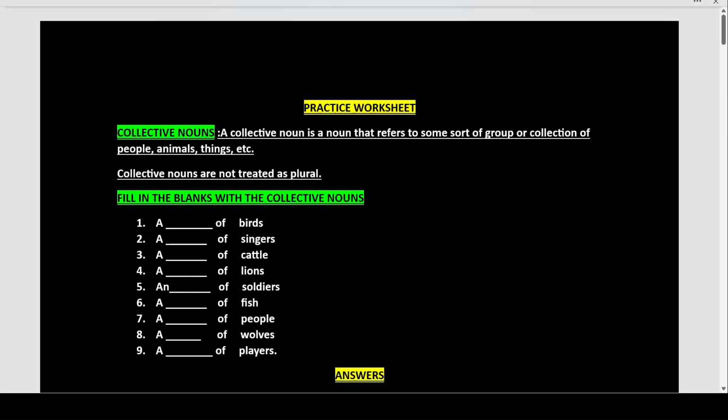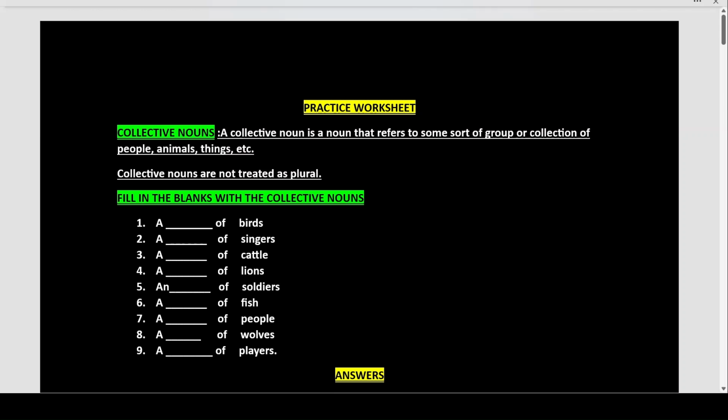Hello, students. Today we shall be doing a practice worksheet for your upcoming exams. Now, in this worksheet, we shall discuss a few concepts of English grammar which will make your understanding clearer. So, let us start with collective nouns.